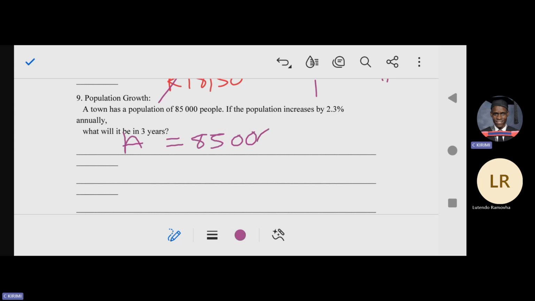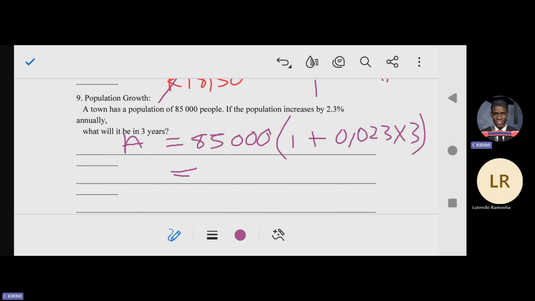So the marks, you get them from substituting. Okay. Bracket 1 plus, what is your I? 0.023. 0.023 multiplied by what? 3. Multiplied by 3. Then you close the bracket. Then the final answer is 90,865 people.